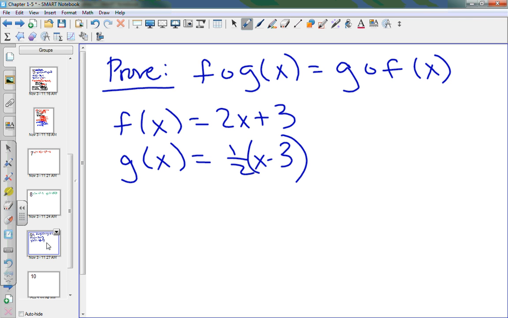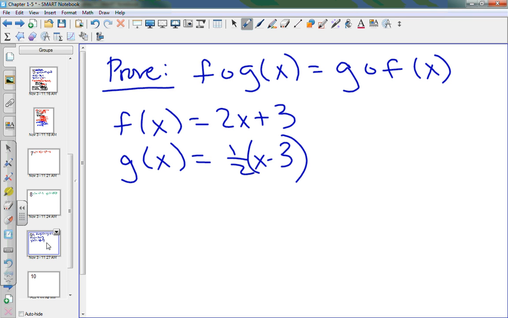Okay. Now, I am giving you two functions, f of x being 2x plus 3 and g of x being 1/2 times the quantity x minus 3. Now, I want you to prove to me that those two composition functions, f of g of x and g of f of x, are equal to each other. How do you suppose that I prove that they are equal to each other?